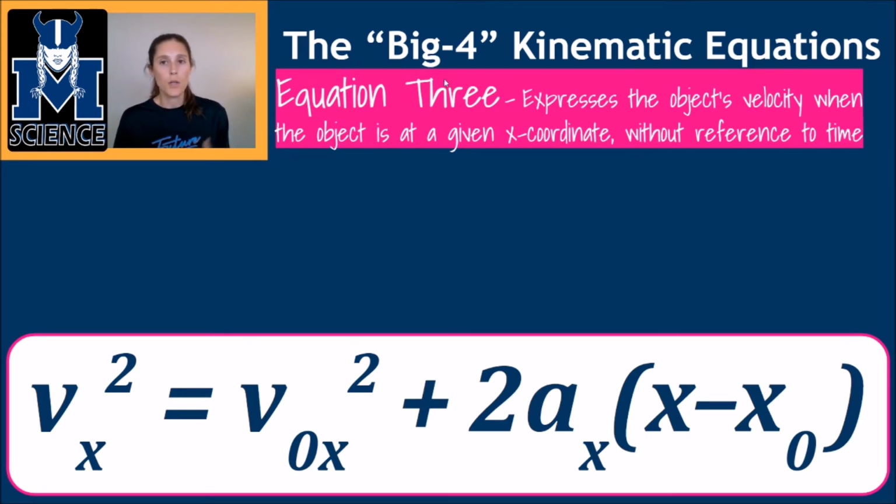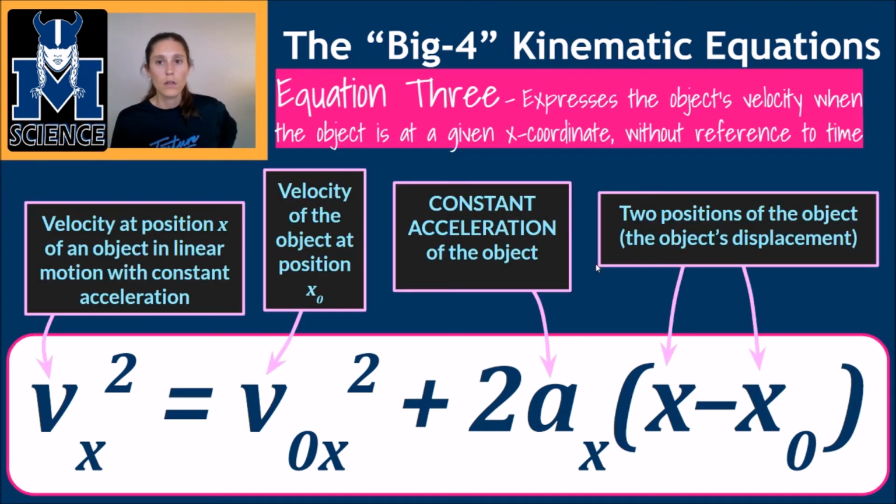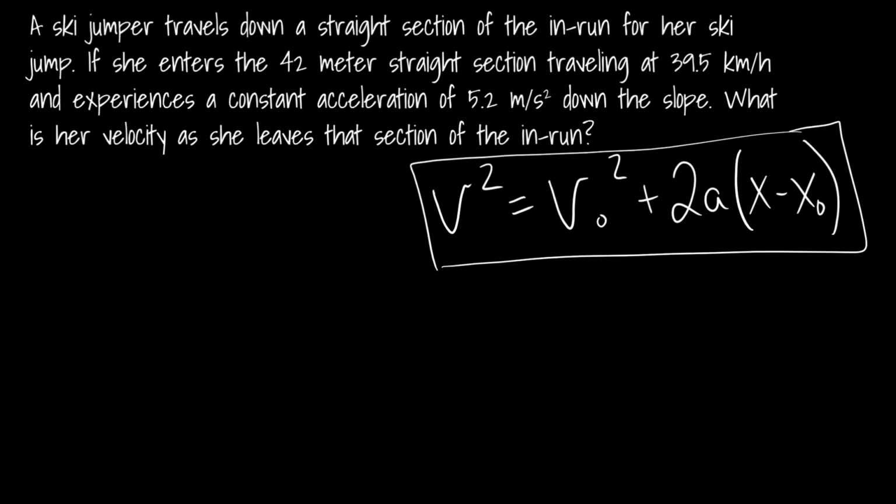Equation 3 expresses the object's velocity when the object is at a given x coordinate, and the key with this one is that there's no reference to time. Okay, let's take a look at an example using this equation. Looking at another example here, so now we're going to use this third equation of the big four equations.